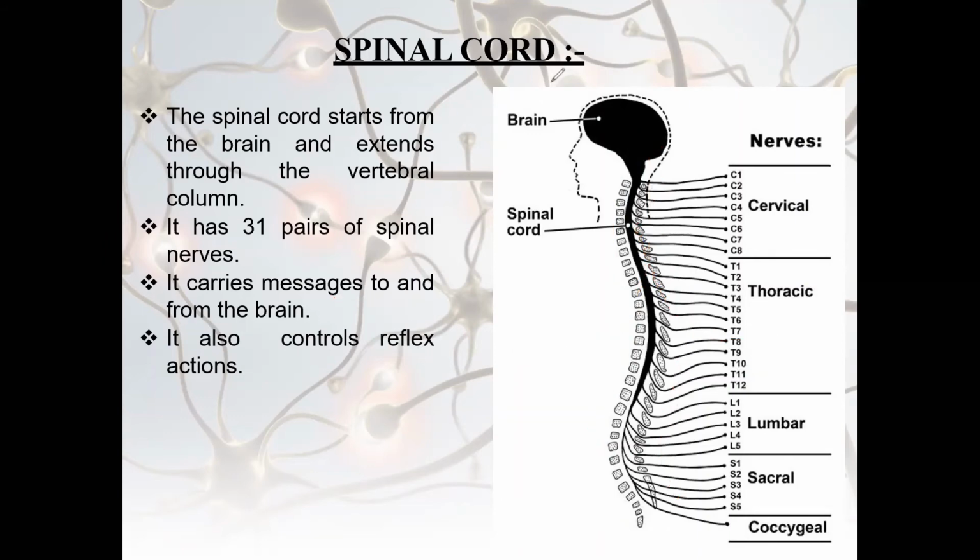How is the spinal cord protected? It is protected in the vertebral column. It also has CSF, that is cerebrospinal fluid. Here, cerebrospinal fluid is present that protects the spinal cord from injuries.